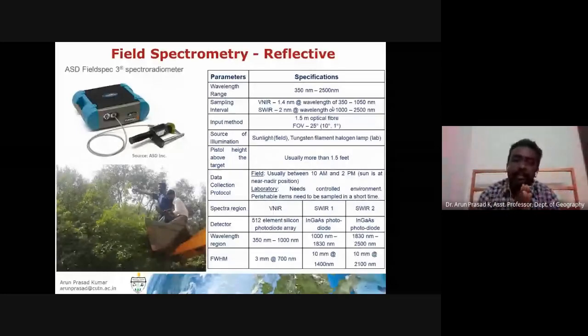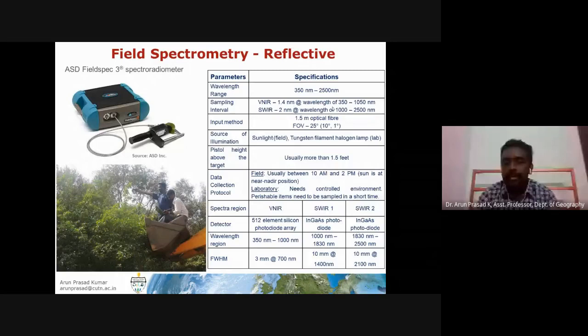We have three detectors within this sensor. For visible and near infrared we have a silicon photodiode array, and short range infrared 1 and short range infrared 2 have two similar sensors, which are indium gallium arsenide sensors. All are photodiode arrays, and the spectral region is also given: for visible and near infrared it is 350 nanometer to 1000, and short range infrared 1 and 2 start from 1000.